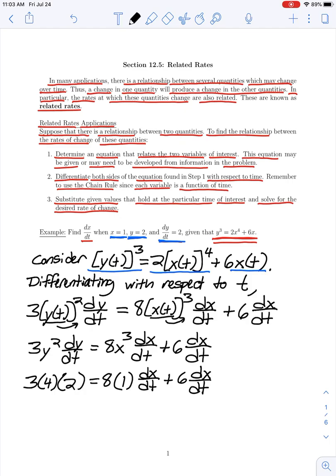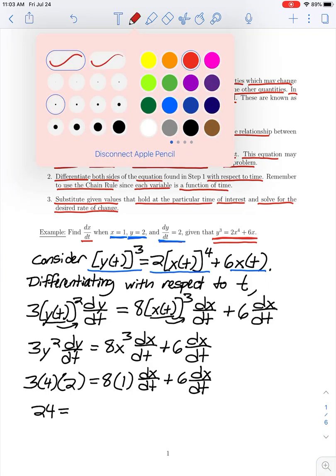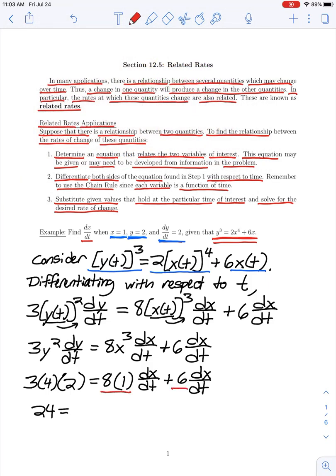So simplifying a little bit, on our left-hand side, we have 12 times 2, or 24. That's equal to 8 dx dt plus 6 dx dt is a total of 14 dx dt. And then we're supposed to solve for dx dt. That was what we were asked for. So our derivative of x with respect to time would be 24 over 14. Or simplifying, we could divide top and bottom through by 2, and we would have 12 over 7.